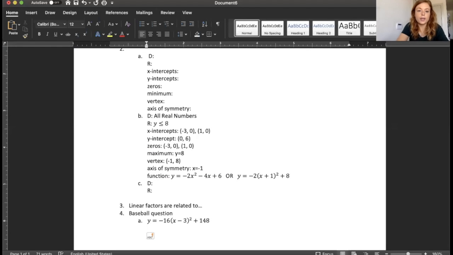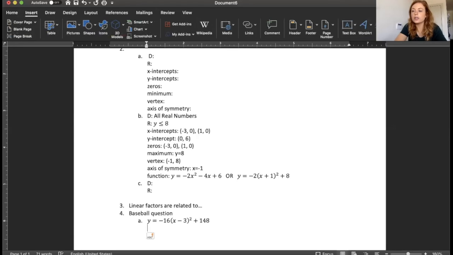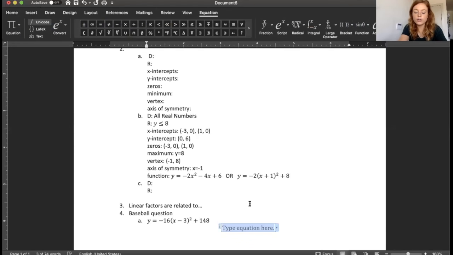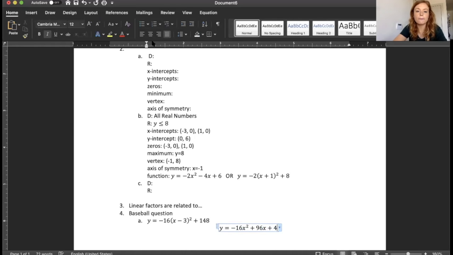And we're going to type that in. So insert equation in the top right corner: y equals -16x squared plus 96x plus 4. All right, and that's part A.